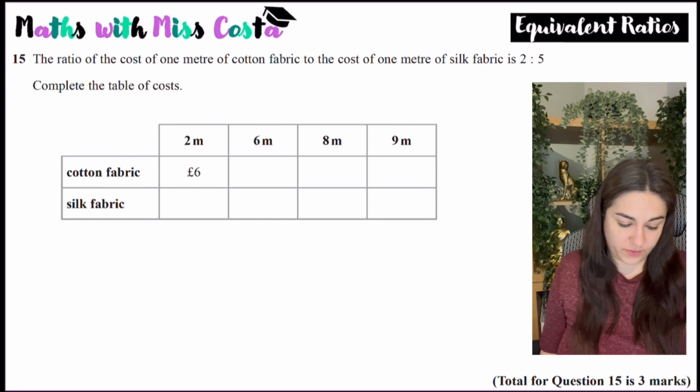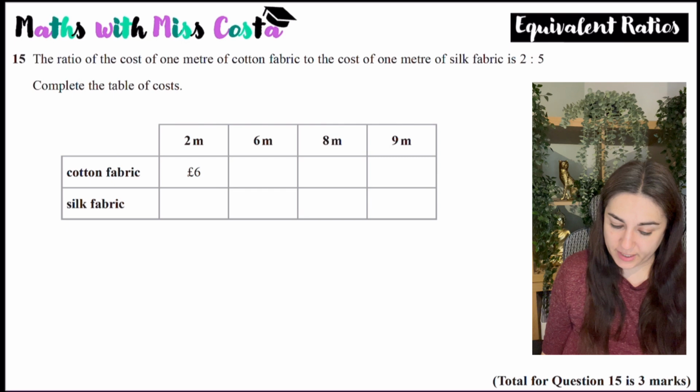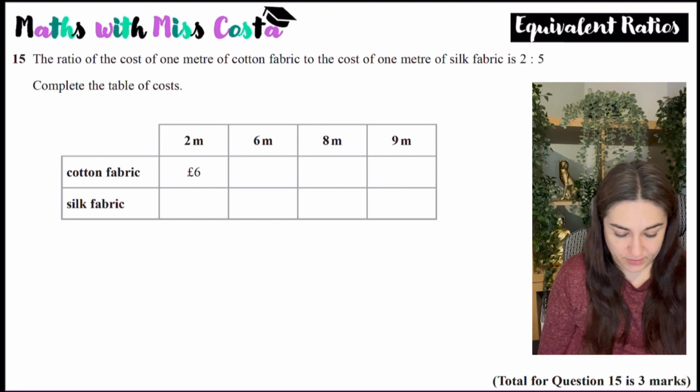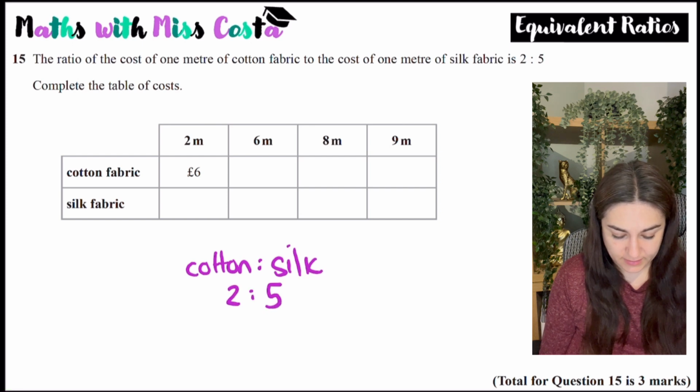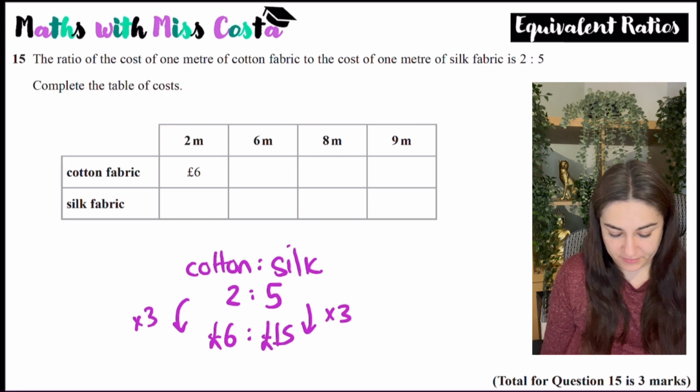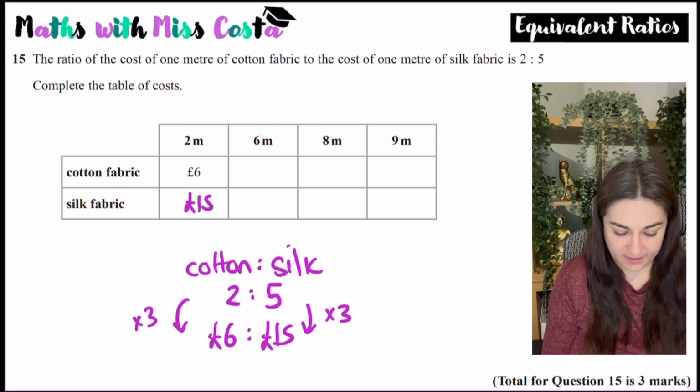Over here, we've got the ratio of the cost of 1 metre of cotton fabric to the cost of 1 metre of silk is 2 to 5. So I need to complete the table of costs. So cotton fabric to silk fabric is 2 to 5. And if the cotton is £6, then what have I done? I have times this by 3. So I'm going to have to do the same over here. So that's going to be £15.